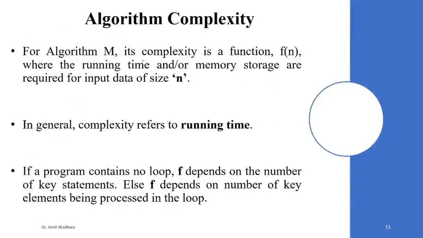So for algorithm m, the complexity can also be defined as a function f(n) where the running time and the memory space are required for input data of size n. So the size of the input data can be n, and based on this, the complexity is defined as this function f(n). So f(n) represents the function which refers to the complexity. Generally, we talk about the running time as the complexity of the algorithm because memory requirement is also an important factor, but mostly we refer to it as the running time.